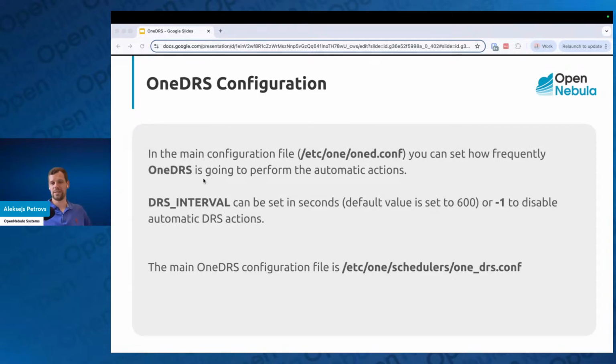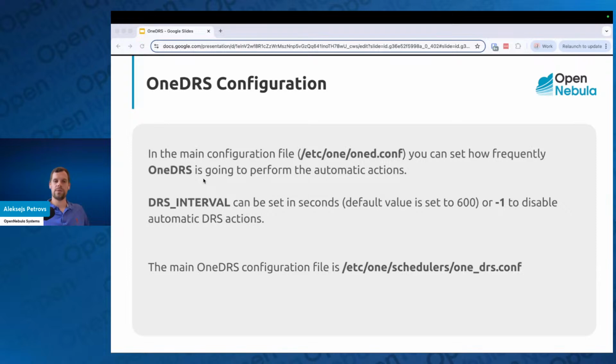Another quite interesting thing here is the DRS interval. By default, it's set to 10 minutes. That's basically how often the distributed resource scheduler kicks in to execute the automated actions, right? You may completely disable it. Just put a -1, and then it's going to disable the automatic invocation of the DRS.